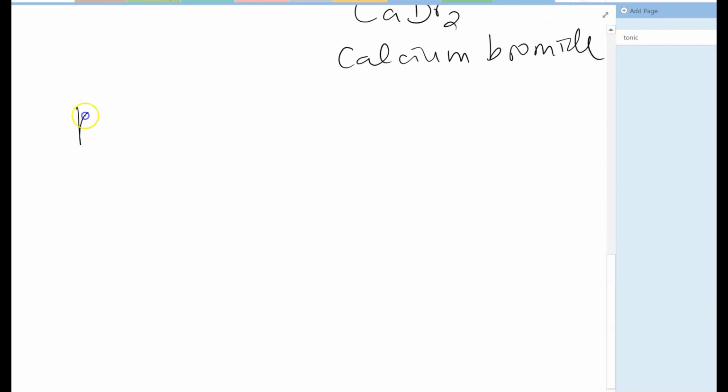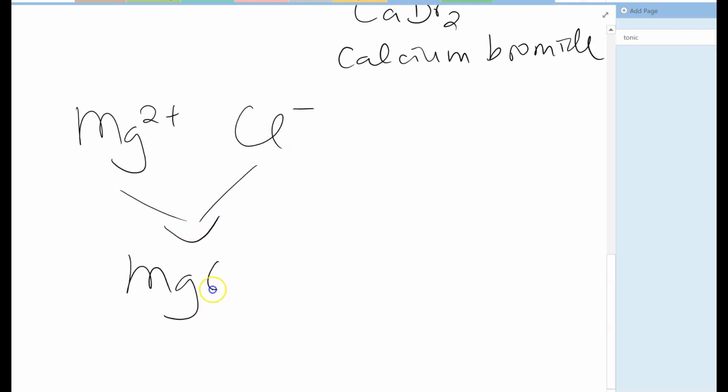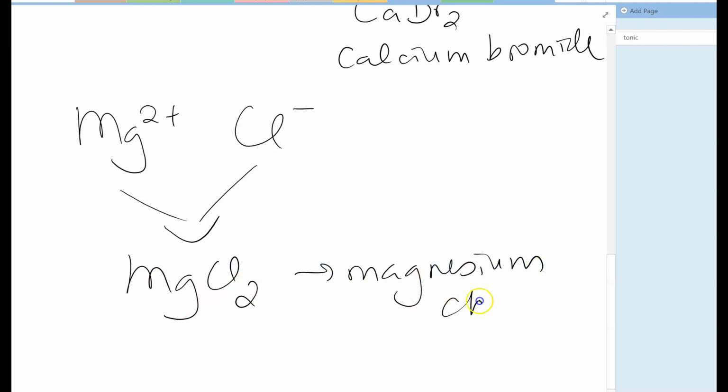So let's say we have magnesium 2+, chlorine is -1. When we put them together, we're going to get MgCl2, and it's going to be magnesium chloride.